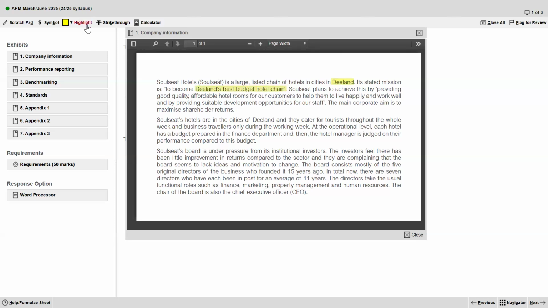Just remember, what is their objective? They want to be the best budget hotel chain. They don't want to be amongst the top tier hotels. They want to be in the budget hotel chain.